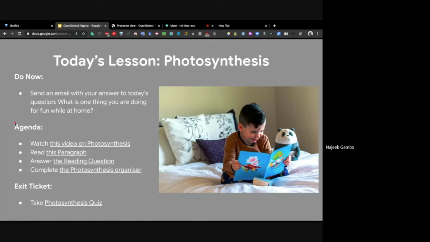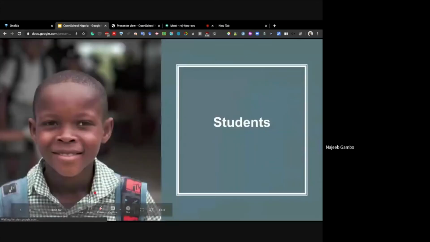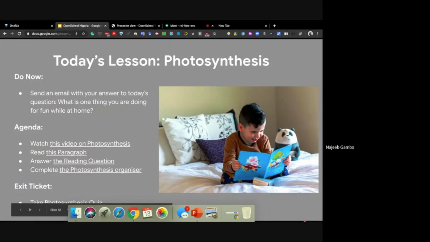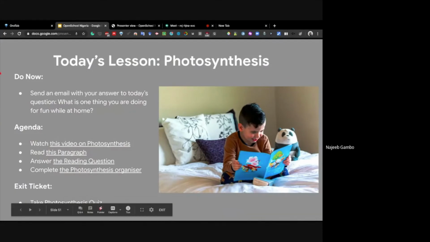Then he said, here is an agenda. Watch this video on photosynthesis, read this paragraph, answer the reading question, complete the photosynthesis organizer. Then here is an exit ticket: take a photosynthesis quiz. So when you ask anybody, how many skill sets does anybody require to do this? You can see this is what we call the ability to present information in an aesthetic way.